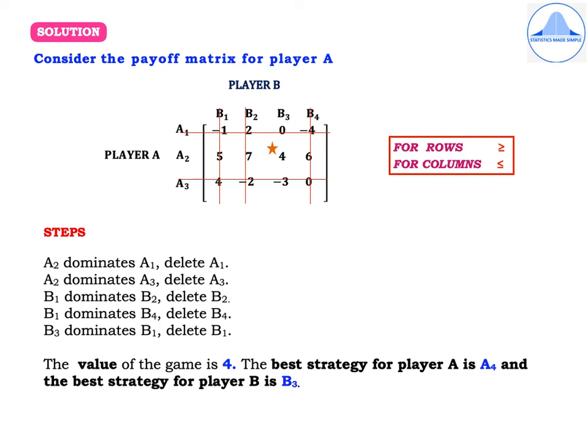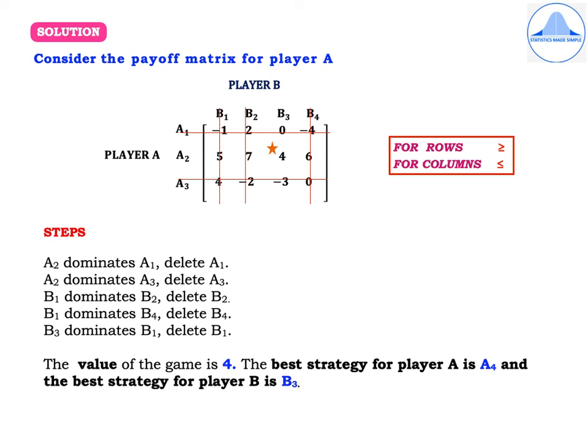Solution. Consider the payoff matrix for player A, where player A has the strategies A1, A2, A3. Player B's strategies are B1, B2, B3 and B4. The payoffs for the strategy A1 are -1, 2, 0, -4. Corresponding to the strategy A2, the payoffs are 5, 7, 4, and 6. And corresponding to the strategy A3, the payoffs are 4, -2, -3, and 0.